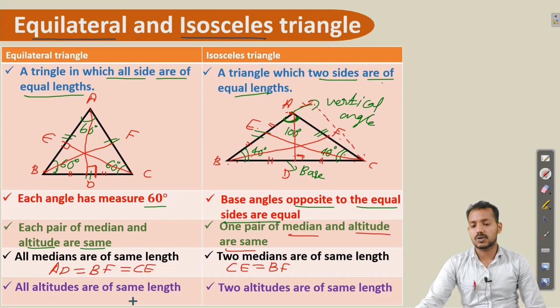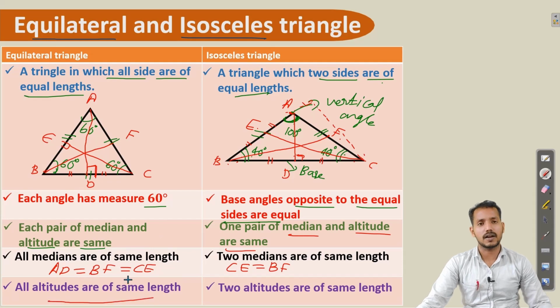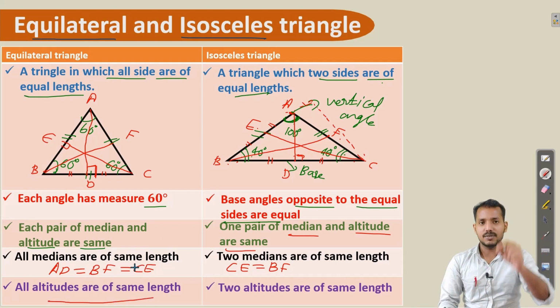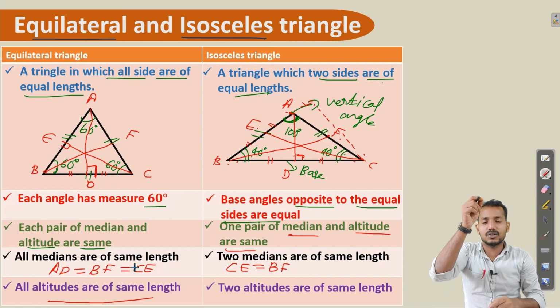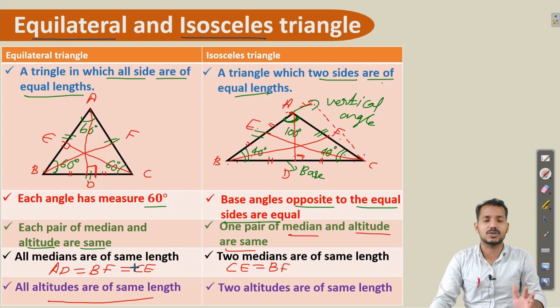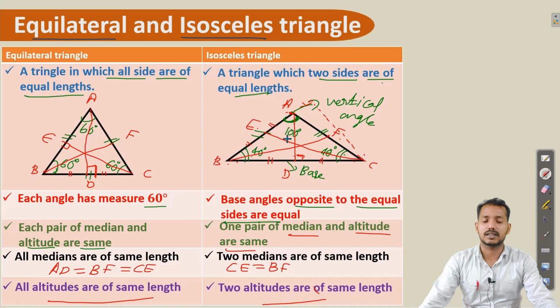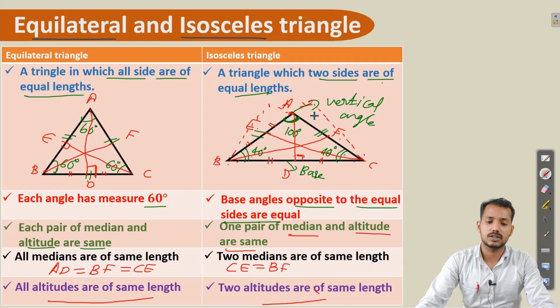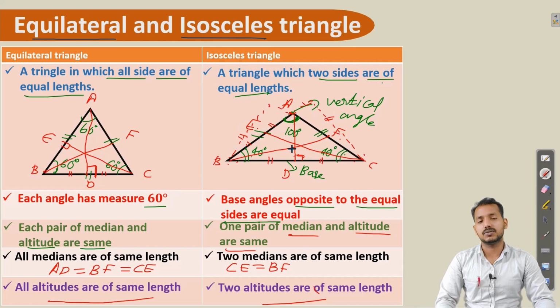In the case of altitudes also, the same condition. All three altitudes are the same because the median drawn from one vertex is the same as the altitude drawn from the same vertex. So if all the medians are the same, obviously all the altitudes are also the same. Similarly here, two altitudes are of the same length. If you draw one altitude from this vertex and another altitude from this vertex, these two altitudes are the same. But that is not equal to this one.